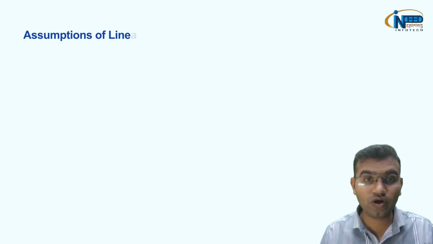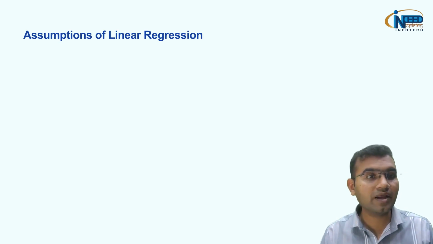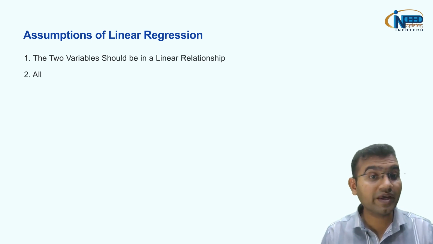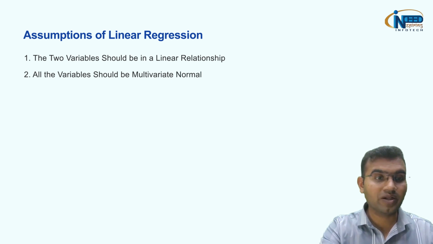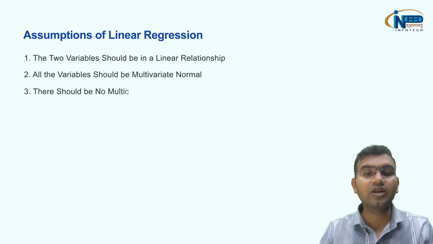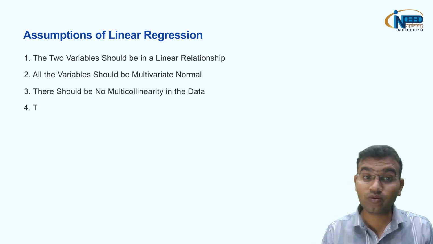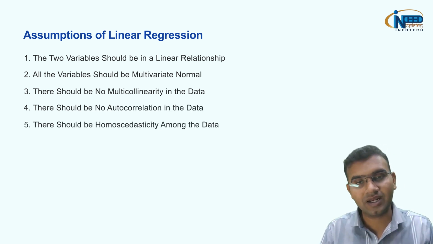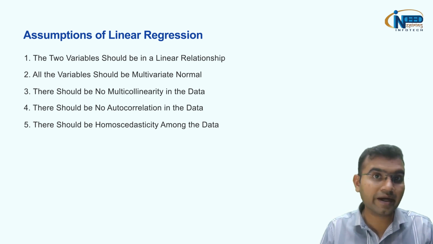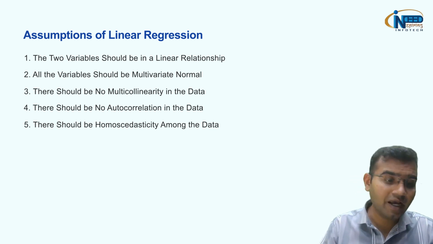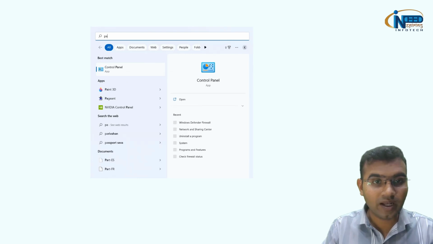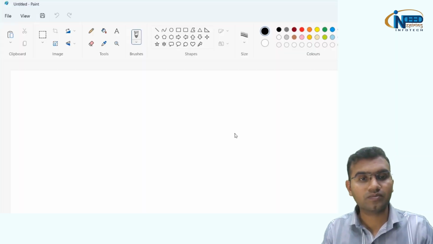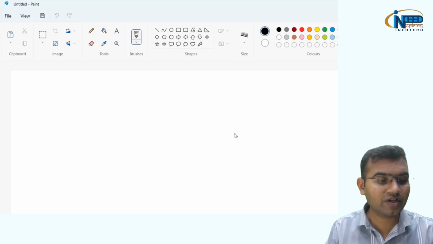Now there are assumptions of linear regression. The two variables should be in a linear relationship. All the variables should be multivariate normal. There should be no multicollinearity in the data. There should be no autocorrelation in the data. There should be homoscedasticity in the data, and there shouldn't be any heteroscedasticity. Let me help you out with these things. To help you out, I will work on the Paint window. Let us start with the first one.